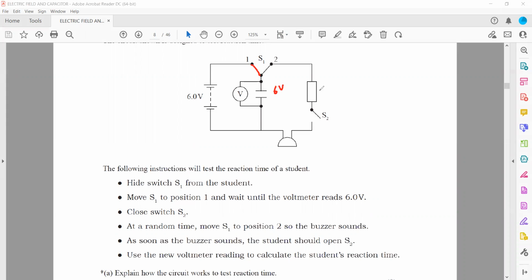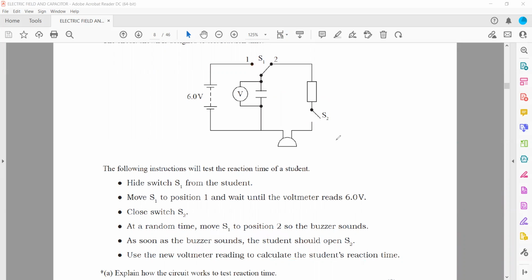Then we will close the switch S2 and, at a random time, move S1 to position 2. So the buzzer sounds. As soon as the buzzer sounds, the student should open S2. Then we use the new voltmeter reading to calculate the student's reaction time.